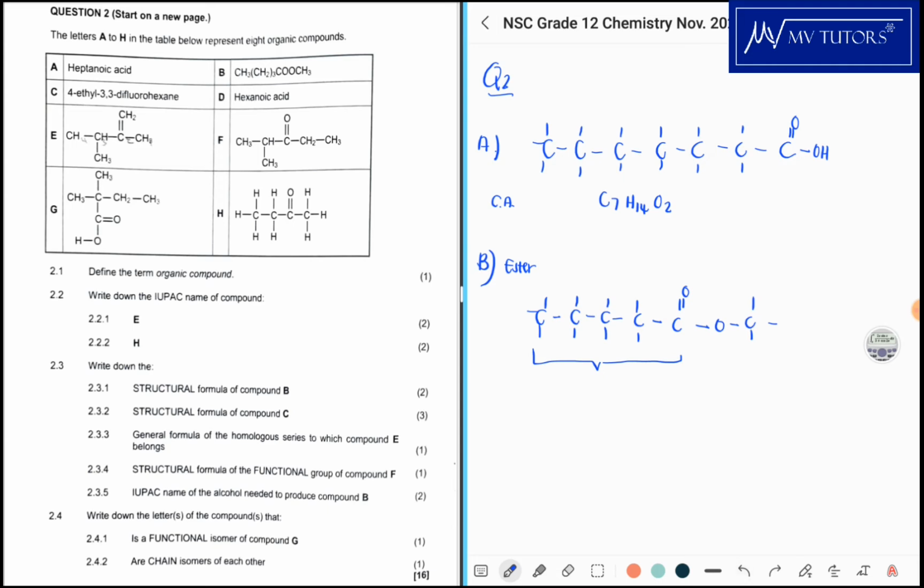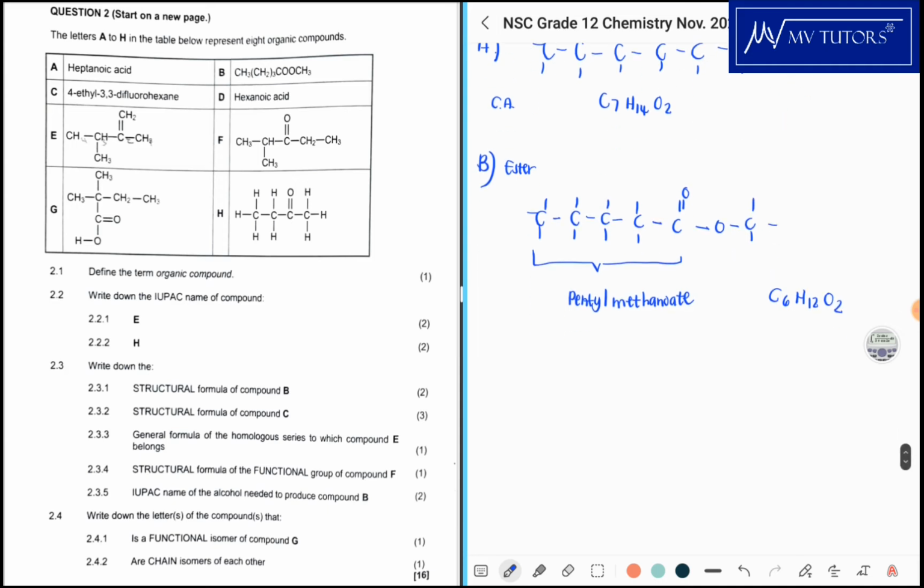Alright, so what would we call this ester? Well, we have 1, 2, 3, 4, 5. So we have pentanoic acid. In the ester, it's a pentyl. And then 1 pentyl methanoate. Okay, it's an ester. How many carbons? We have 6 carbons. How many hydrogens? 1, 2, 3, 4, 5, 6, 7, 8, 9, 10, 11, 12. And how many oxygens? We have 2 of them.